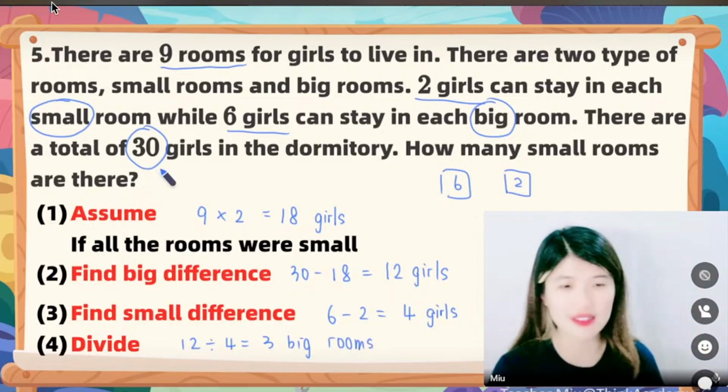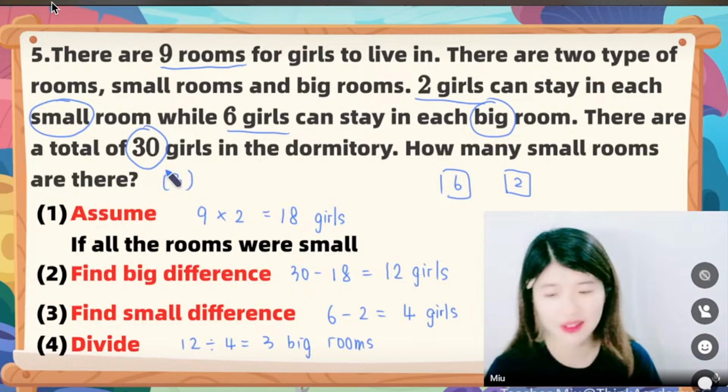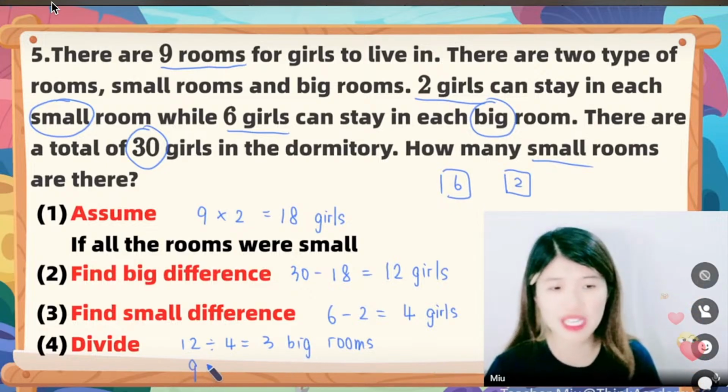Hey, can I say the answer is 3 now? Why not? Because, well done, dear, it is asking about the small rooms. You have 3 big rooms. What about small rooms? We use altogether 9 rooms, take away 3, to find out there are 6 small rooms. So the answer is 6.